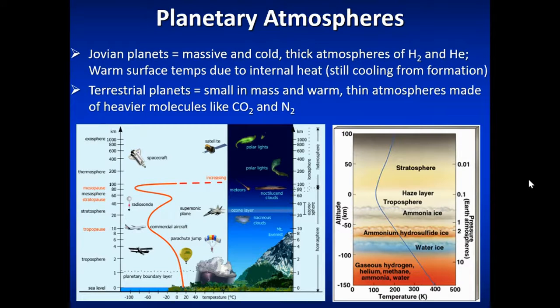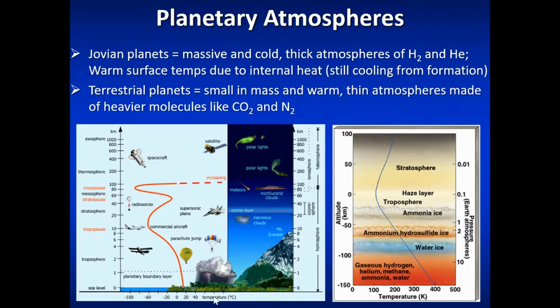Speaking of that, Jovian planets have massive, thick, cold atmospheres. They do have warm surface temperatures due to internal heat, but they're much colder on average than the terrestrial planets, which are much closer to the sun. Terrestrial planets also have smaller gravities, so you would expect thinner atmospheres with a collection of heavier molecules like carbon dioxide that you see in Venus and Mars, and then nitrogen, which you predominantly see here on our surface.